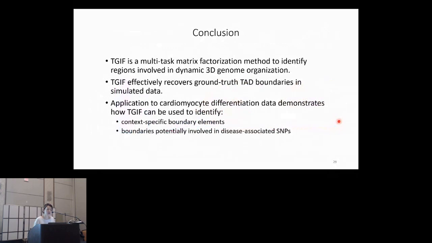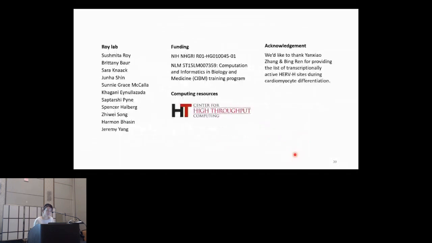So in conclusion, TGIF is a multitask matrix factorization method to identify regions involved in dynamic 3D genome organization. It effectively recovers ground truth TAD differential boundaries in simulated data. And when we applied it to real Hi-C data from cardiomyocyte differentiation, we were able to demonstrate that it can be used to identify context-specific boundary elements and those potentially involved in disease-associated SNPs.